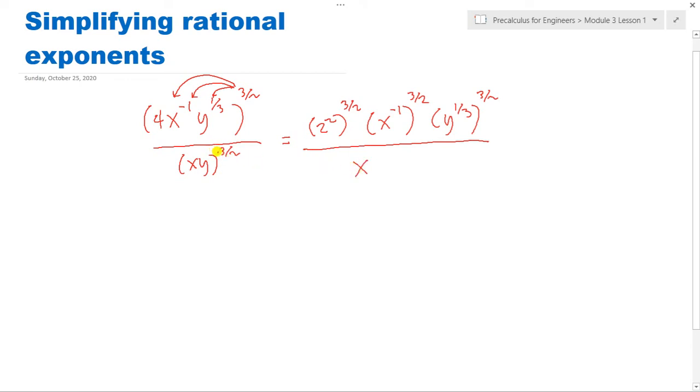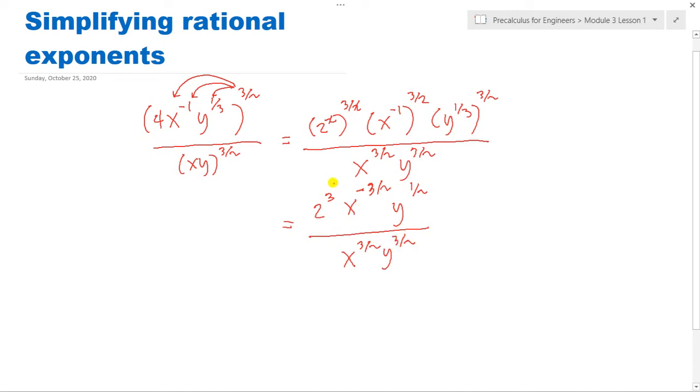So we distribute also in the denominator. So x raised to 3 halves, y raised to 3 halves. On the constant we have 2, its exponent is 2 and 3 halves. Multiply these. 2 times 3 halves is just equal to 3, because the 2 cancels out. So we have here 2 cubed. How about x raised to negative 1 raised to positive 3 halves? Multiply. Negative 1 times 3 halves is negative 3 halves. So we have x raised to negative 3 halves. Then y raised to 1/3 times 3 halves is 1/2. All over x raised to 3 halves, y raised to 3 halves.